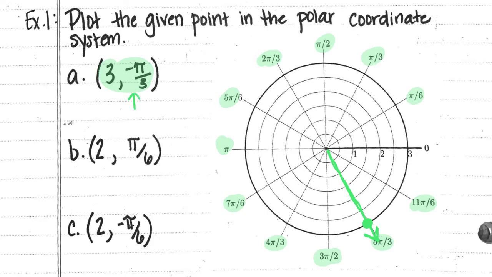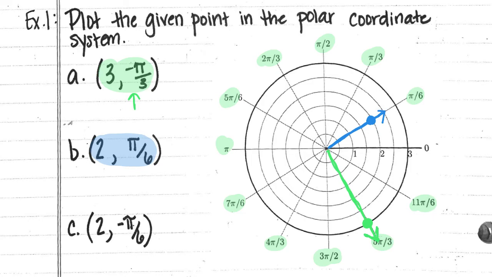All right, let's look at 2 pi over 6. Well, 2 is going to bring us to here on the polar coordinate, and pi over 6 is going to bring us to this one. So again, I'm going to put a dot at 2 pi over 6, and I'm going to draw a line with an arrow.